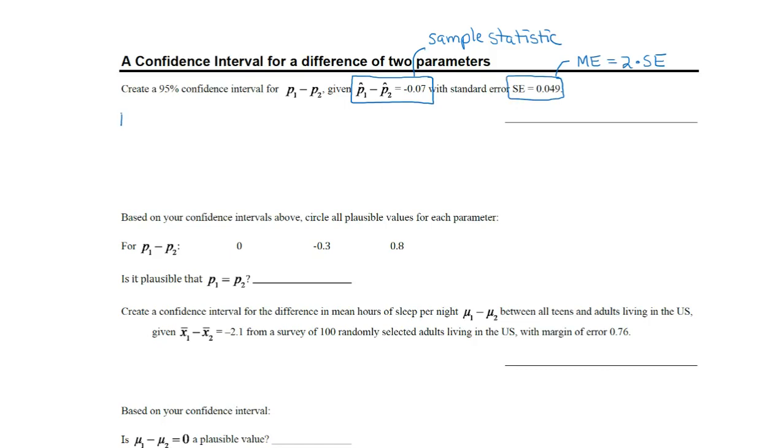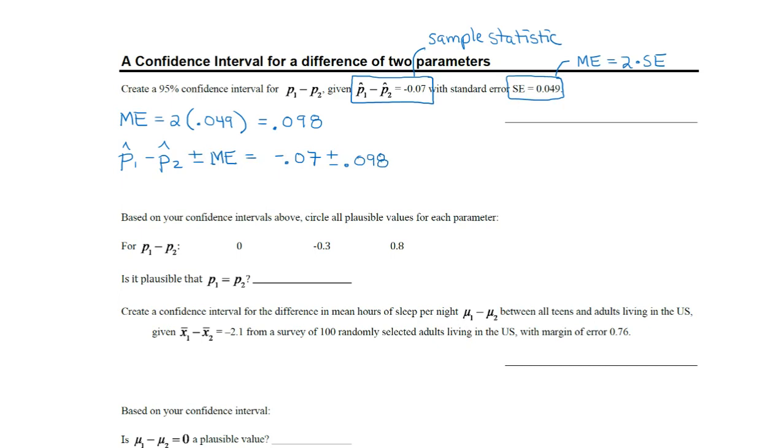So first of all, calculating our margin of error, that would be 2 times 0.049, which gets us 0.098. And then our sample statistic p1 hat minus p2 hat, plus or minus the margin of error, is negative 0.07 plus or minus 0.098.